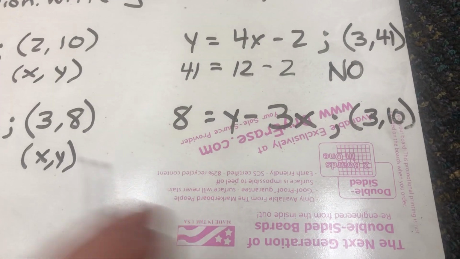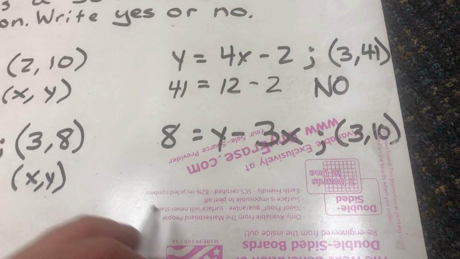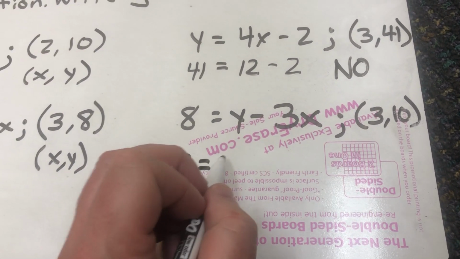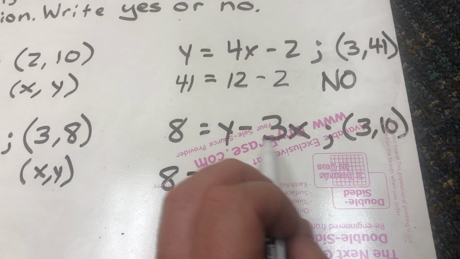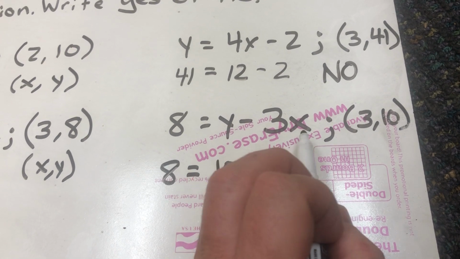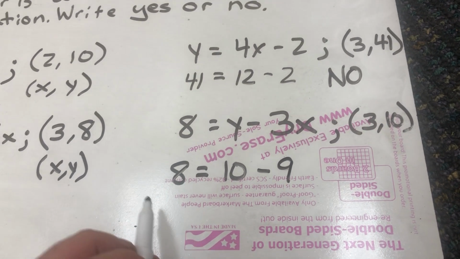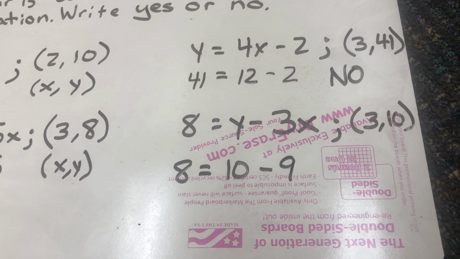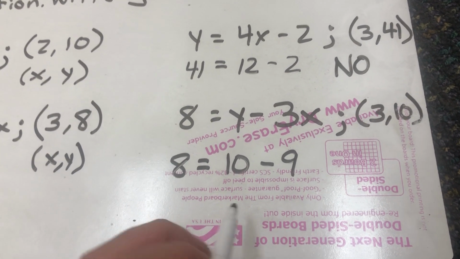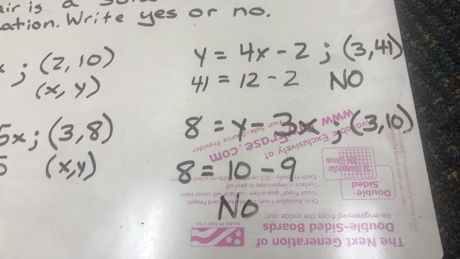All right, this last one, 8 equals y minus 3x, when x is 3 and y is 10. So we're going to plug in 8, y, it says y is 10. So we're going to plug in 10, then minus 3x. Well, if x is 3, that's 3 times 3. 3 times 3 is 9. So this is going to be 10 minus 9. This says 8 equals 10 minus 9. Well, I don't think so. I think that 10 minus 9 actually equals 1. So this also is going to be a no.